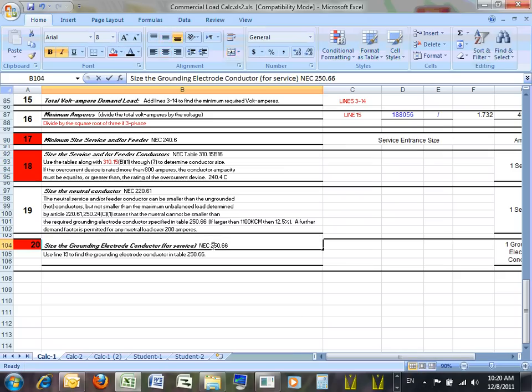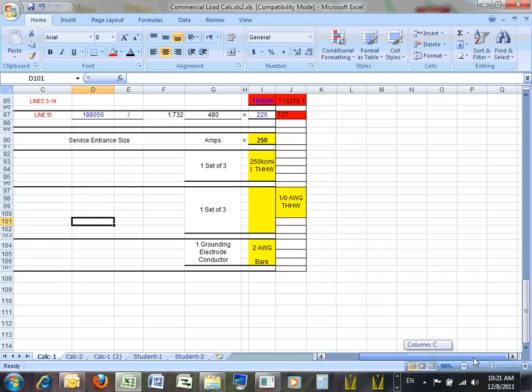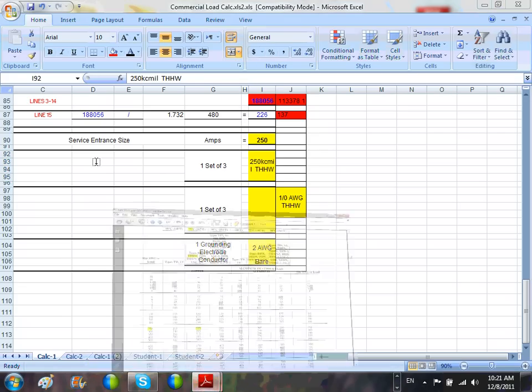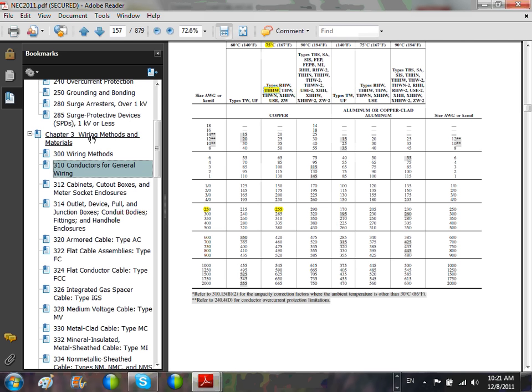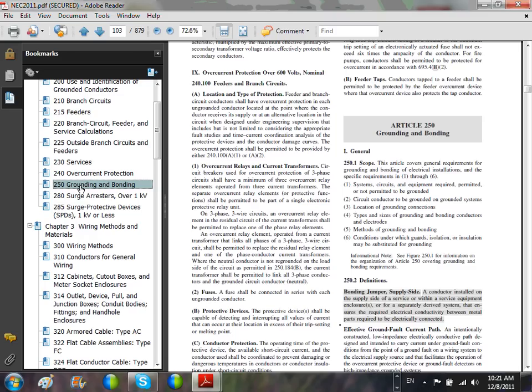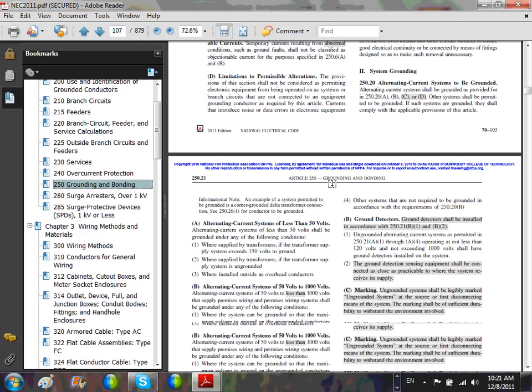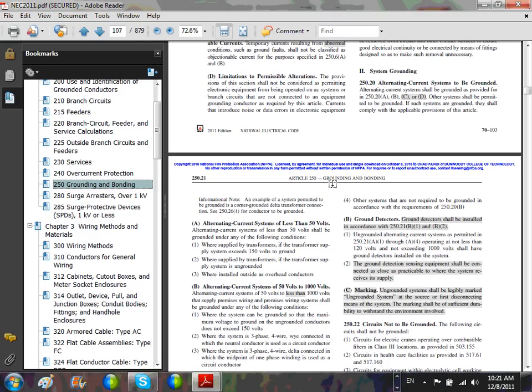So, grounding electrode conductor, that's the one you're going to tie directly to the ground, steel. You're going to go to 250.66. Okay, let's go to 250.66. Here's a 250, so I'm going to size it based on the size of the conductor. Now, what's the size of the conductor? 250 kcmil, right? Remember the 250 kcmil, and let's go size it. 250 kcmil all the way. Here's my 250, grounding and bonding. What did we say? 250.66, all the way.